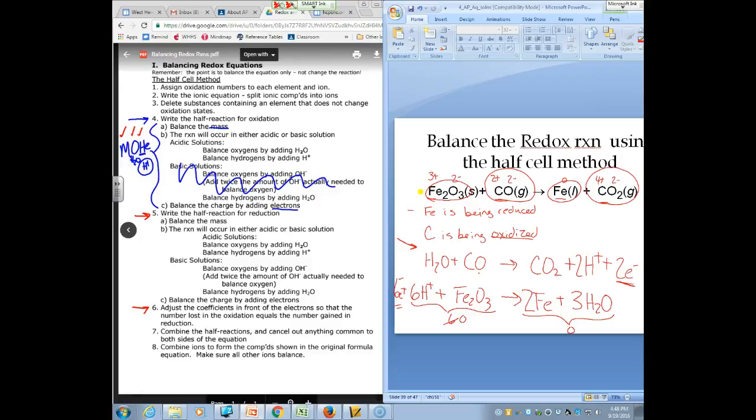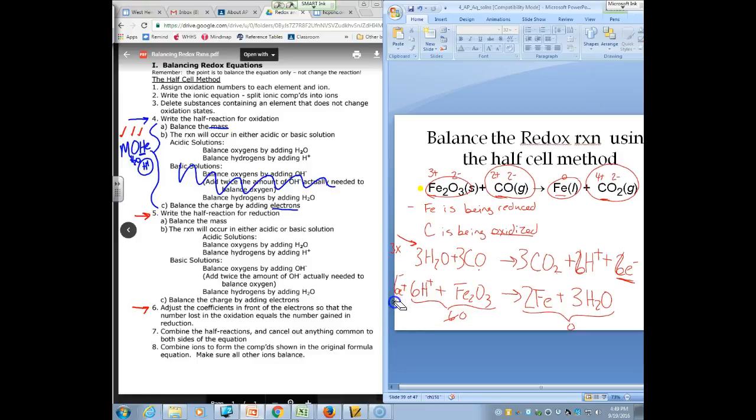The way you do that is you have to multiply one reaction or sometimes both reactions by a number, and I mean the whole thing. In this case, I'm going to multiply this reaction by 3 so that I can have the same number of electrons in each reaction. So if I multiply all the coefficients by 3, you get 3, 3, this is going to end up being 6, and this is also going to end up being 6. Now my electrons are the same, being lost and gained.